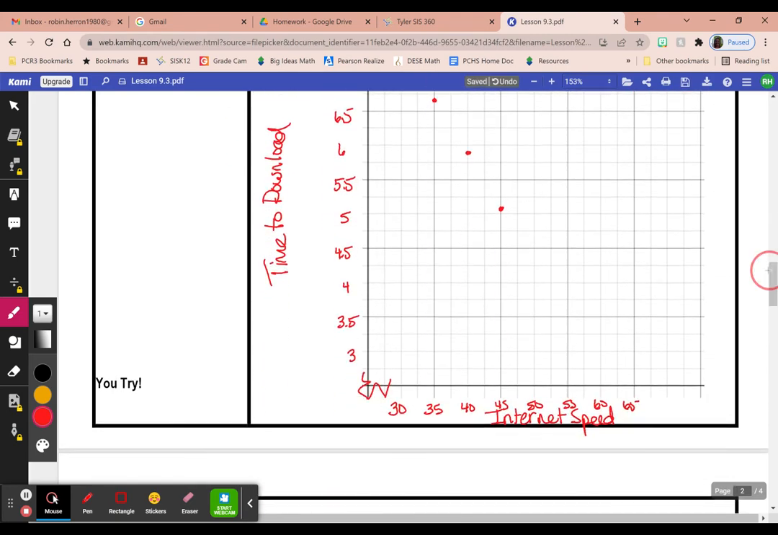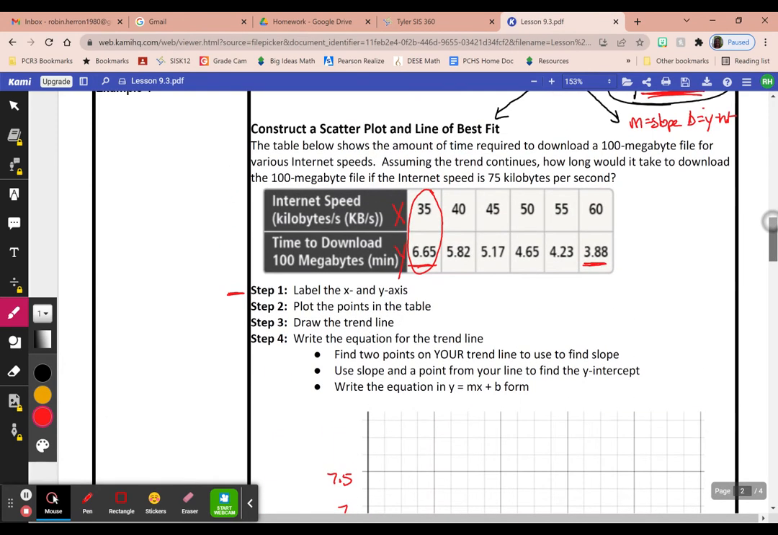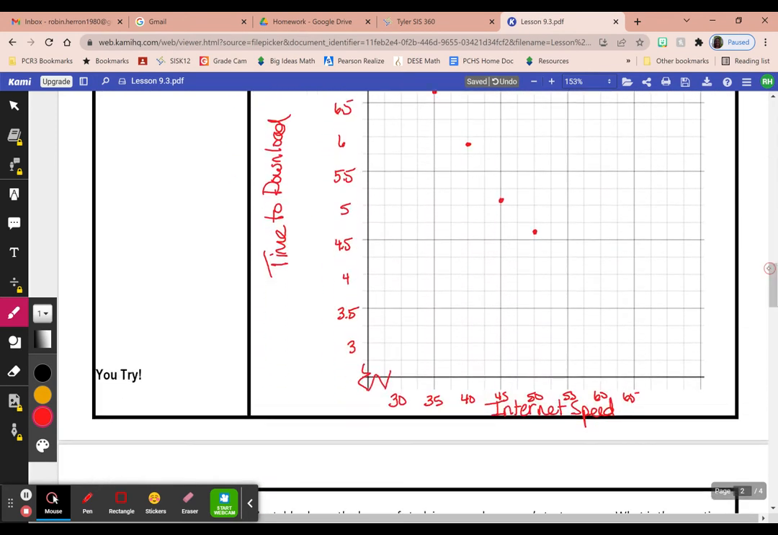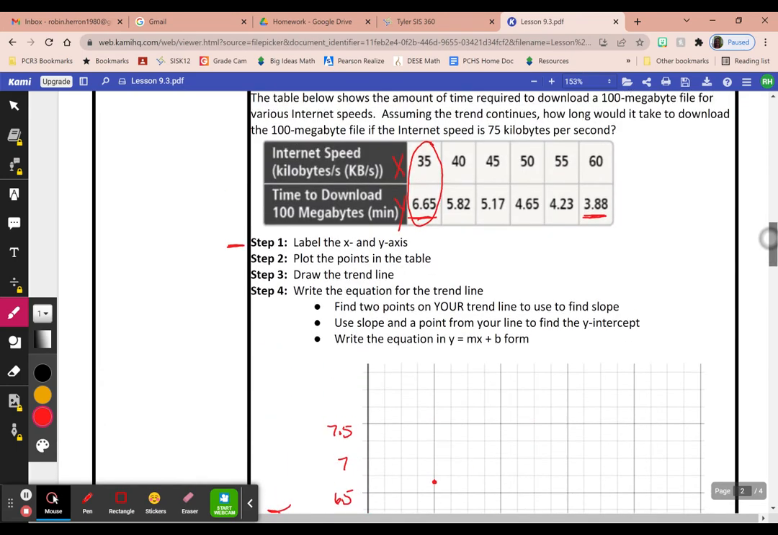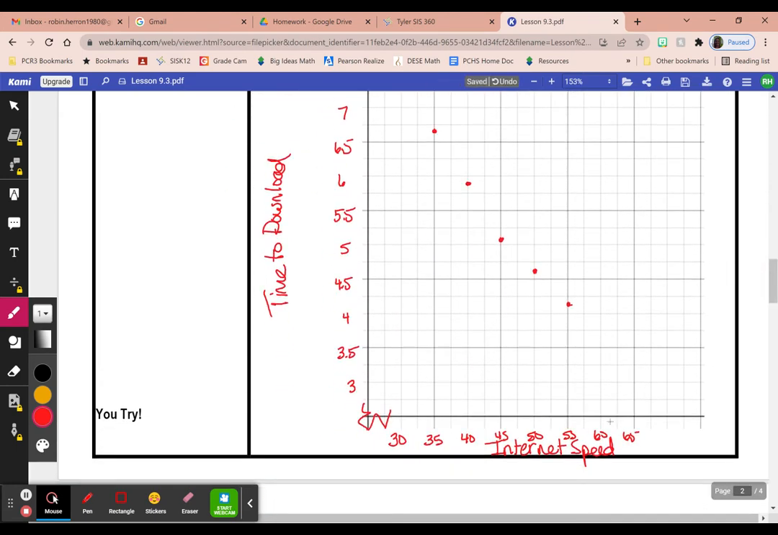Then we have 50 and 4.65. Okay. Then we've got 55 and 4.23. And 60 with 3.88. So 60 and almost to 4. Okay. All right.